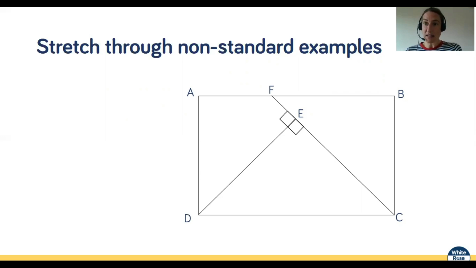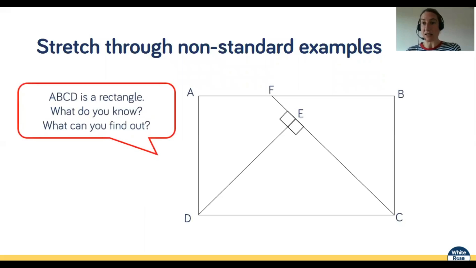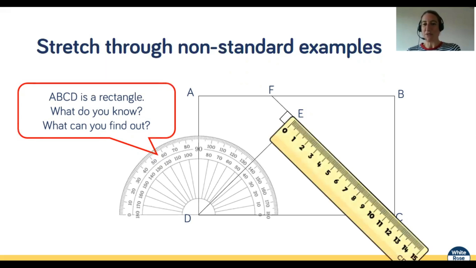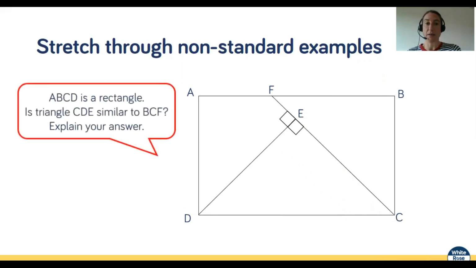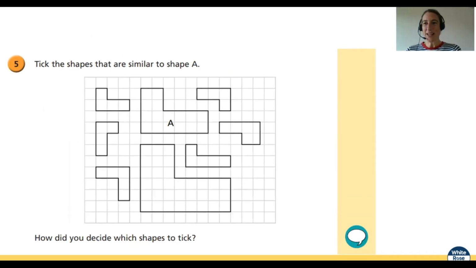How I would do it in the classroom, I would start with having it as a goal-free problem. So something like ABCD is a rectangle. What do you know? What can you find out? And then that idea that the student's going to get out their rulers and their protractors. So they're going to practice measuring those angles and measure some lengths and tell me what they know and what they can find out before asking them, is triangle CDE similar to BCF? And explain your answer. So through those example questions, the students are really getting a deeper understanding of similarity.